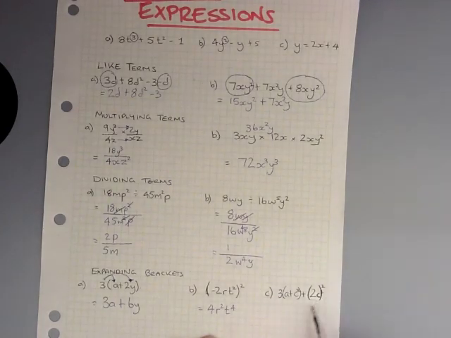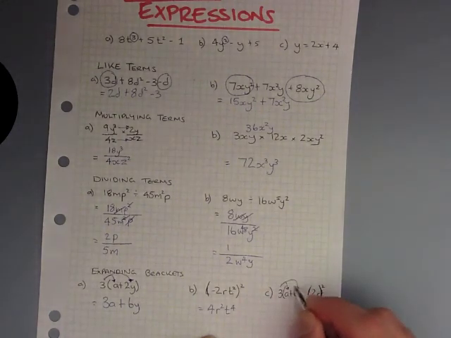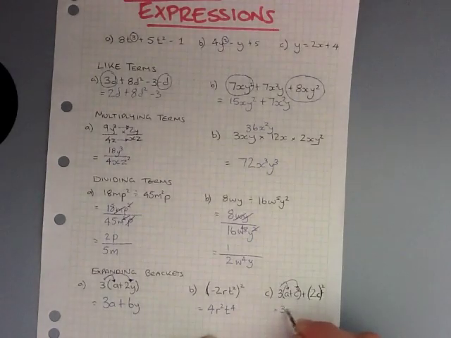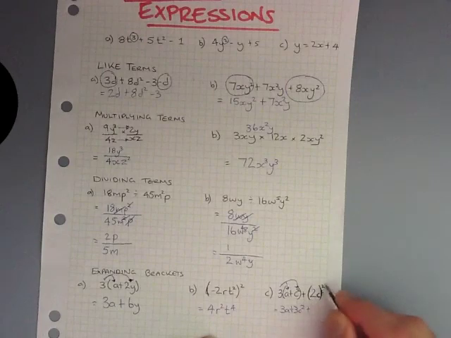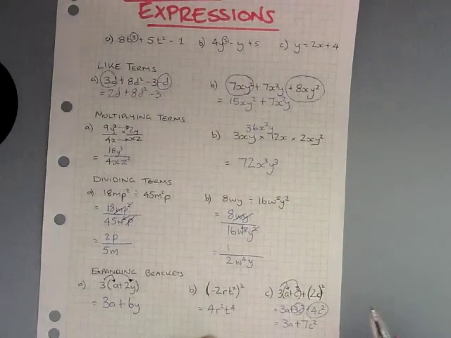Finally, with this example, we need to expand both brackets before we can simplify. Multiplying out, we have 3a plus 3c squared plus 2 squared is 4, c squared is c squared. The like terms are there, so we have 3a plus 7c squared.